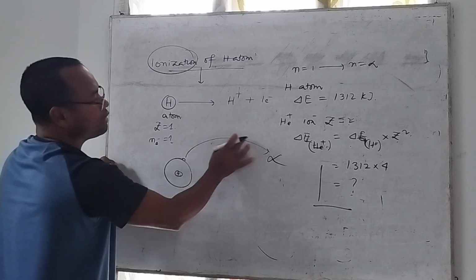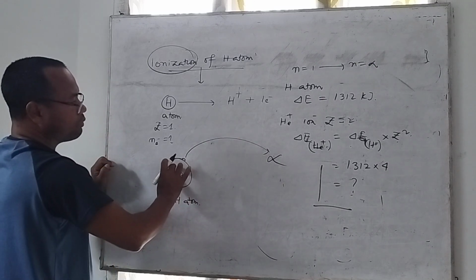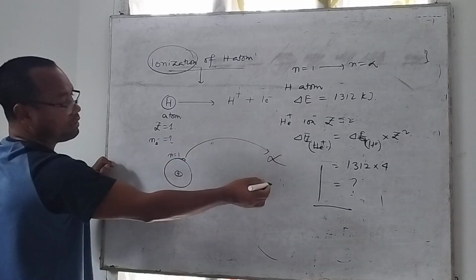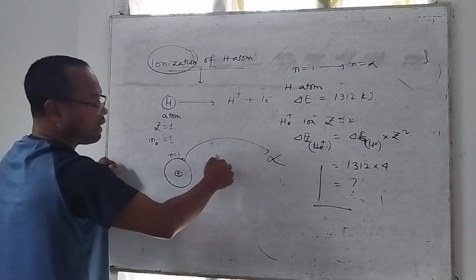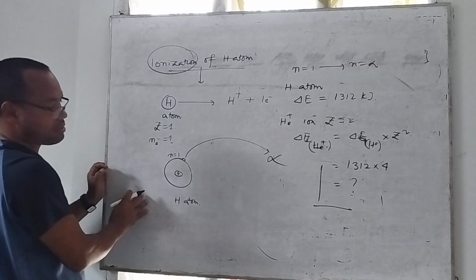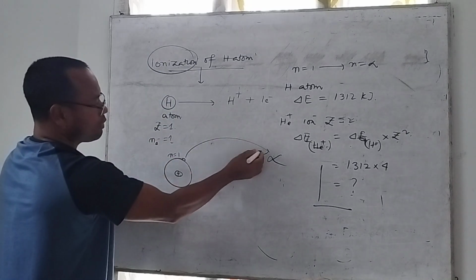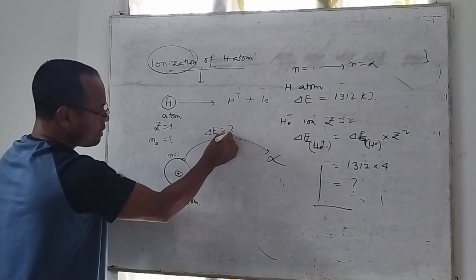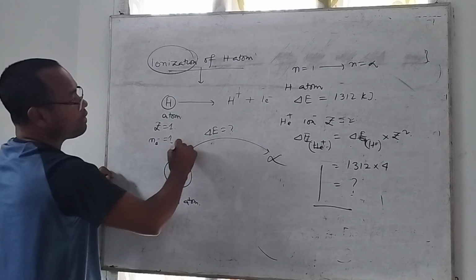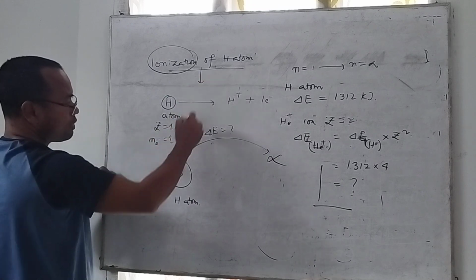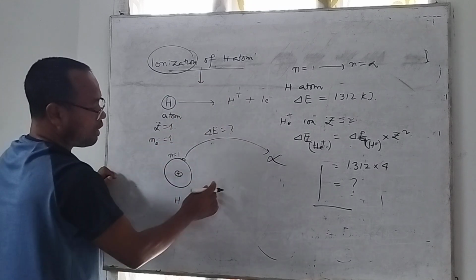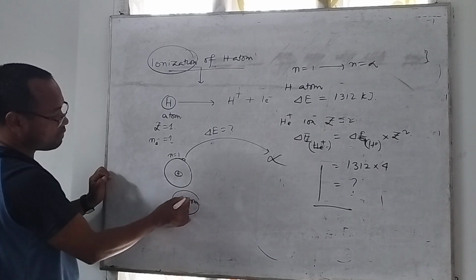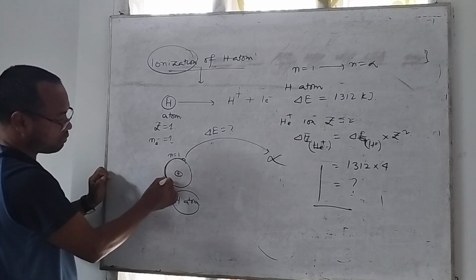How much energy is required to remove the electron from n equals 1 to infinity? Infinity means the electron goes somewhere else. So how much energy is required? That we calculate here. This delta energy is related to the ionization of the hydrogen atom. So in the hydrogen atom, the first electron is present in the first orbit.